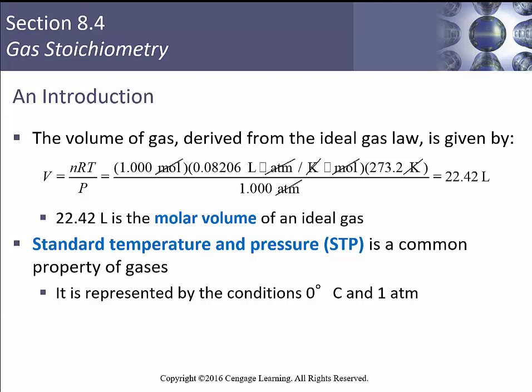So 1 mole of gas at 273 Kelvin is going to be 22.4 liters. So 22.4 liters is the molar volume of an ideal gas. And knowing this is useful because it gives us a reference for other things. So if you say, what is the volume of 1 mole of gas at 2 atmospheres of pressure? Well, it's going to go down by half, right? It's going to be 11.